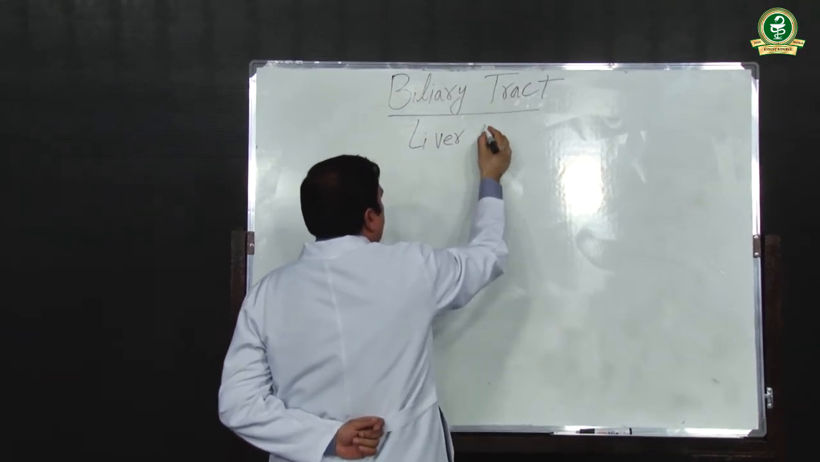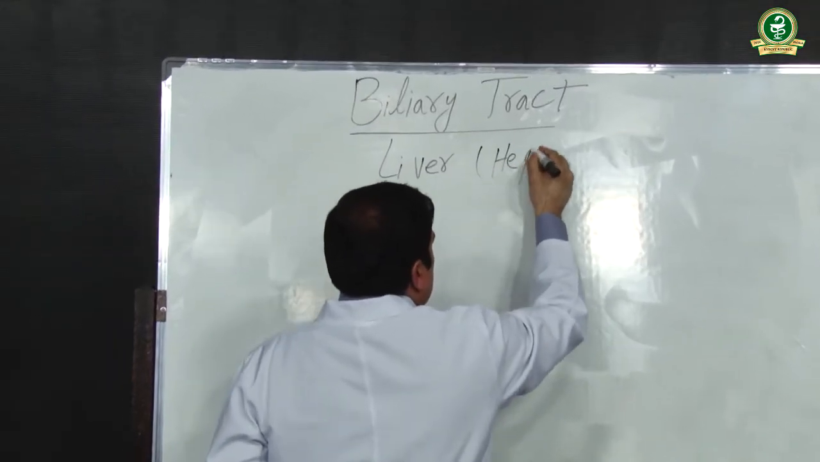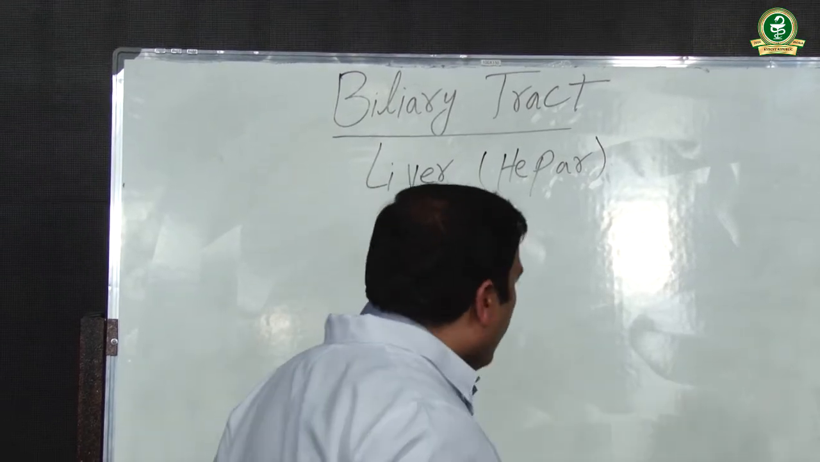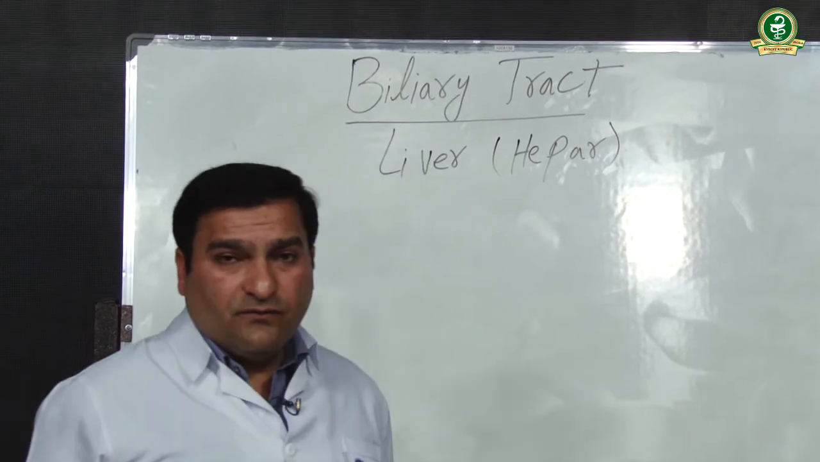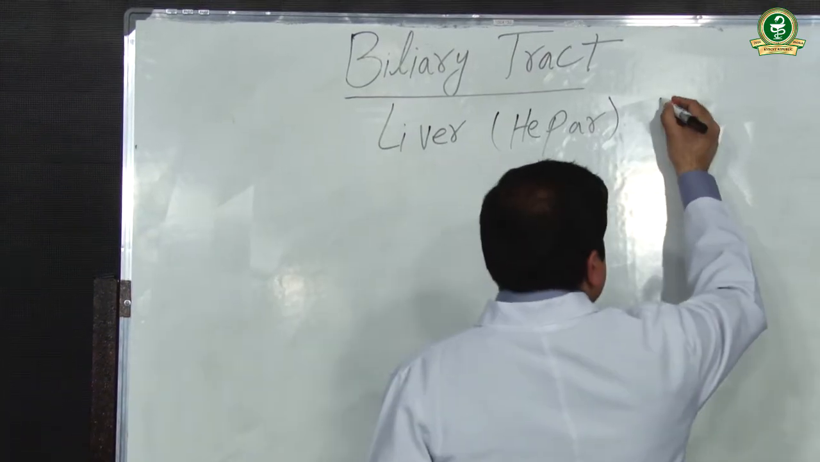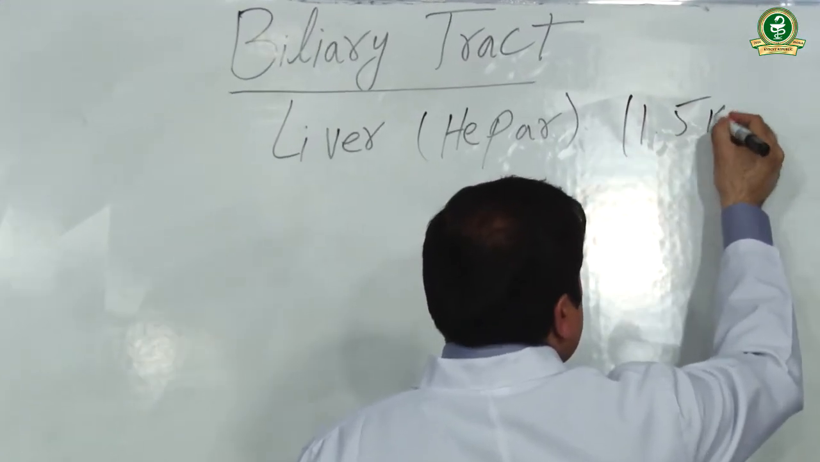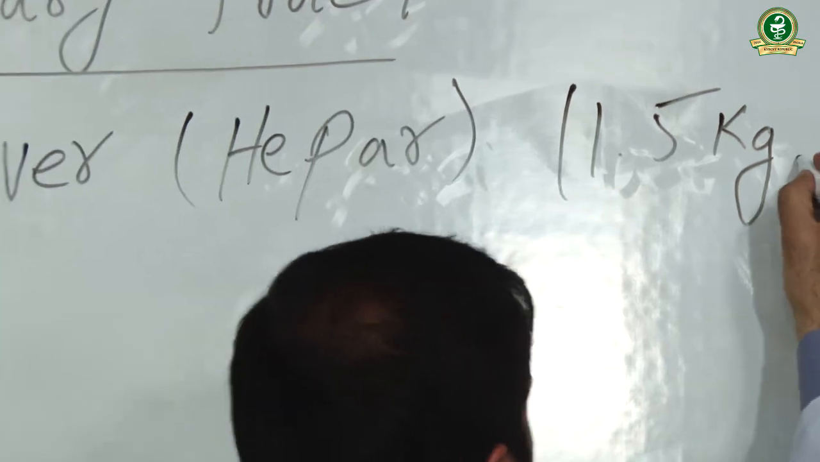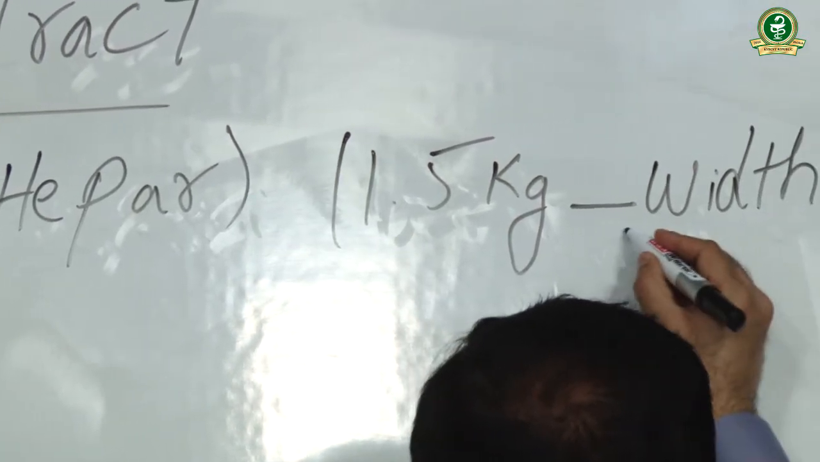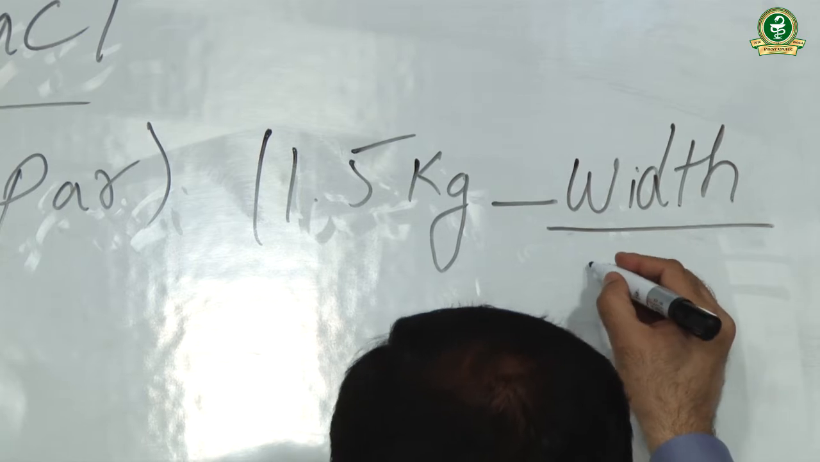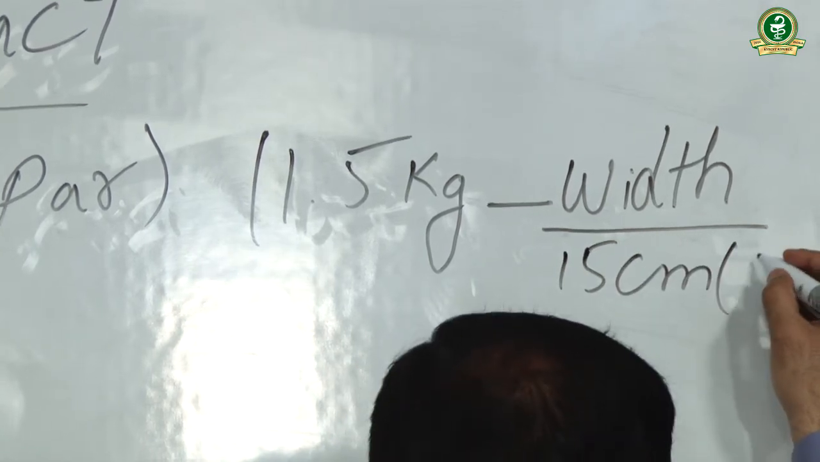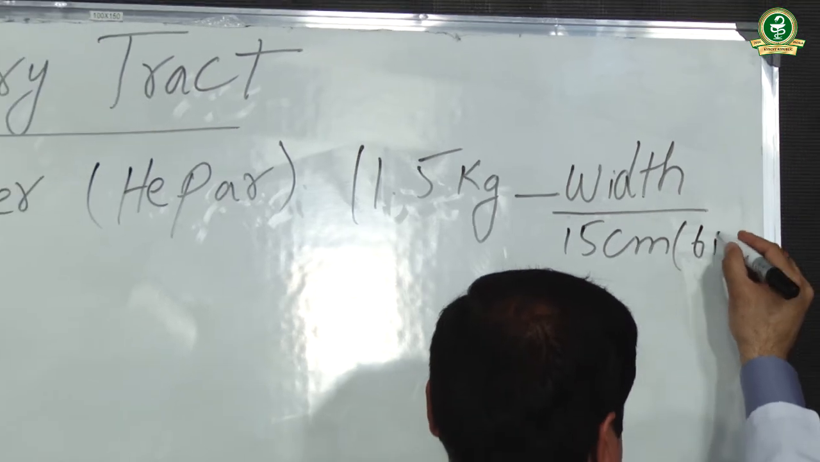Liver, in the Latin language hepar. Its weight is 1.5 kg, and its width is 15 centimeters. 15 centimeters means 6 inches.